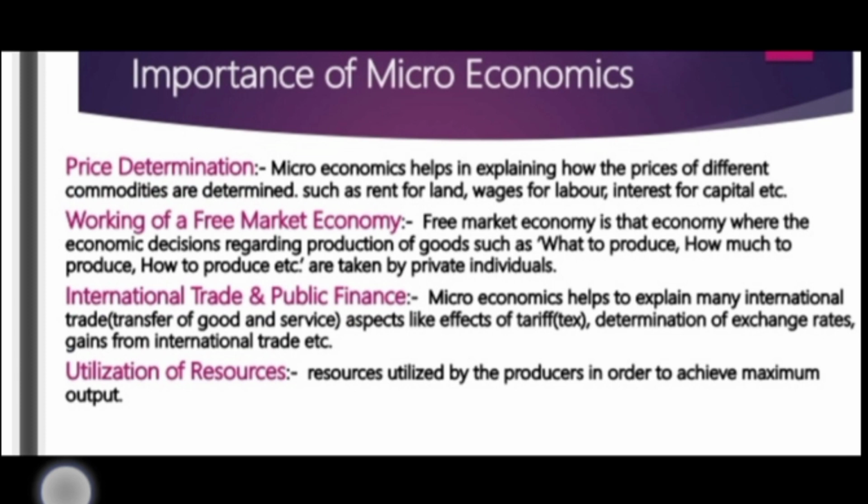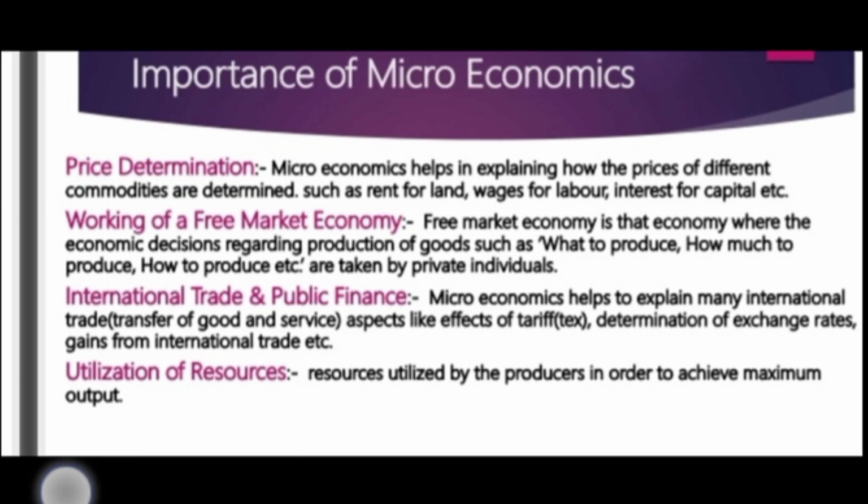What is the meaning of international trade? Trade within the country or outside the country. Trade outside the country is known as international trade. So in international trade there are different transactions of goods and services. Regarding the tariff transaction, determinants of exchange rate, microeconomics is helpful for gaining the international trade's exchange rate system.